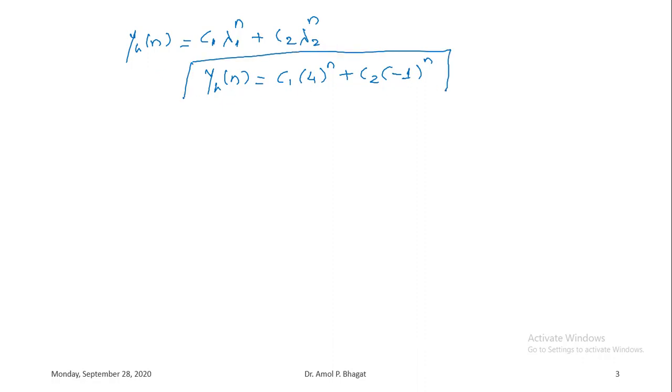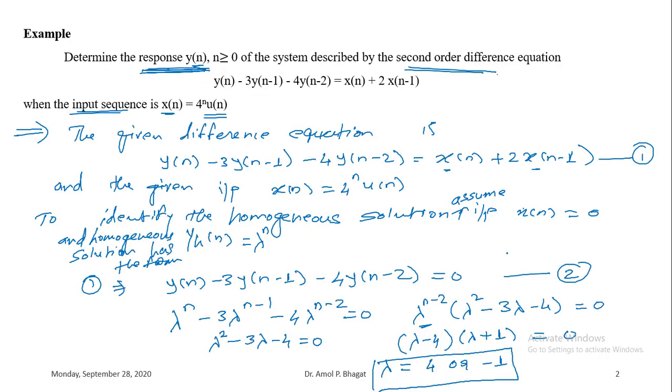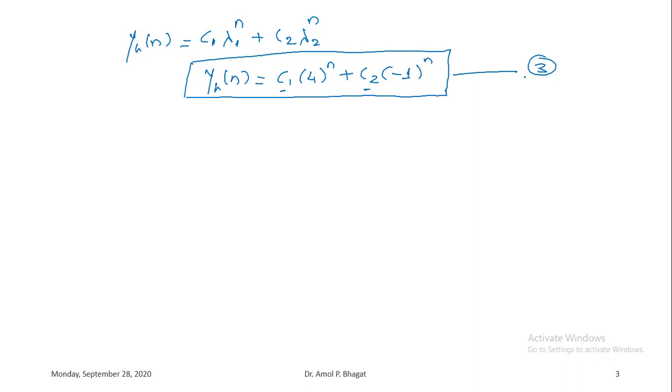From this homogeneous solution you have to identify the zero input response. For identifying the zero input response, you need to identify the values of these constants c1 and c2. As there are two constants, you will be substituting two values of n in equation 2 and equation 3, correct? So you will be substituting n = 0 and n = 1 in equation 2 and equation 3, right?